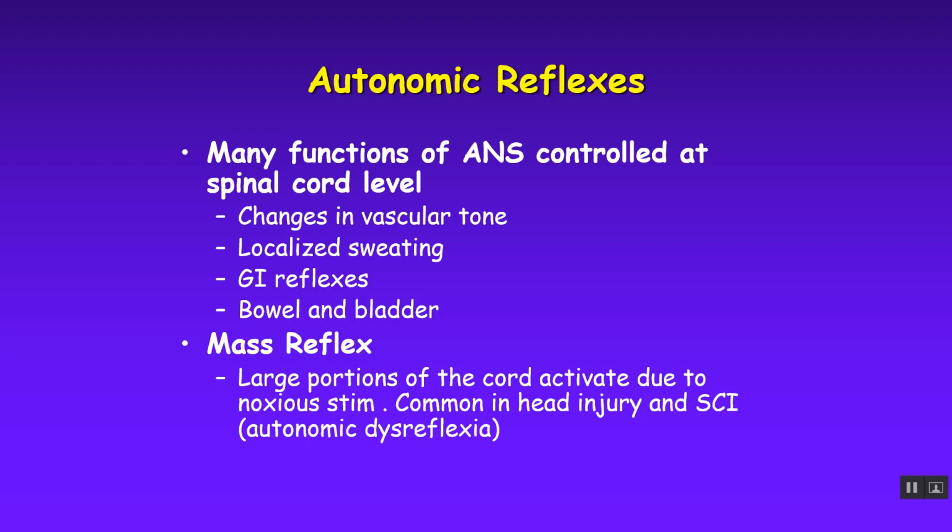There's a thing called the mass reflex, which is also known as autonomic dysreflexia. So these two terms are synonymous, a mass reflex or autonomic dysreflexia. This is where you have a large portion of your sympathetic nervous system deactivated or no longer being properly connected to higher centers. So spinal cord injury, typically somewhere above T6, okay?